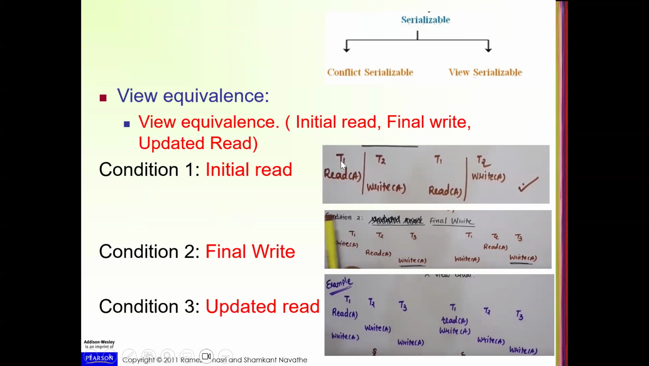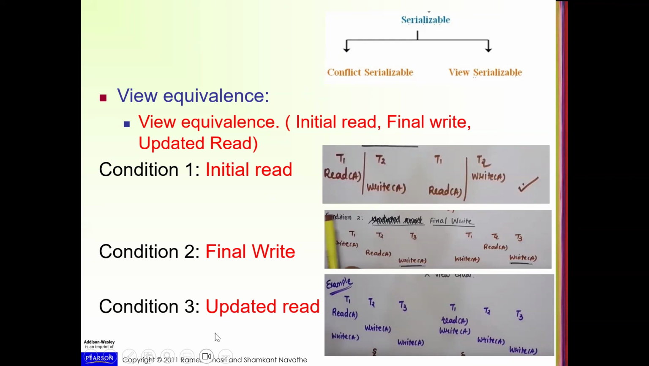There will be two schedules given to you. This is schedule 1, this is schedule 2. The first condition says that transaction 1 in both the schedules should initially read. Here T1 is reading, here also T1 is reading. So the first condition is met. The second condition is that the last operation in both schedules should be a write. Here the last operation is writing A by transaction 3. Here also writing A by transaction 3. So the final write is there. Transaction T2 is writing too. So it is following the first condition and the second condition.